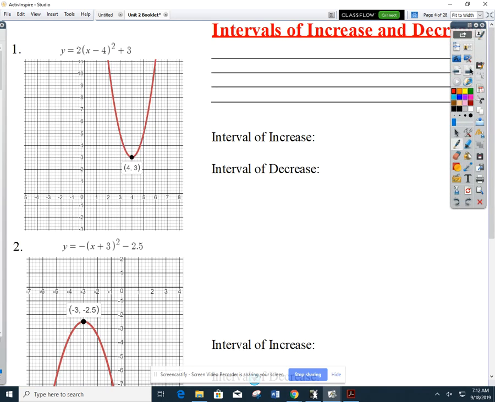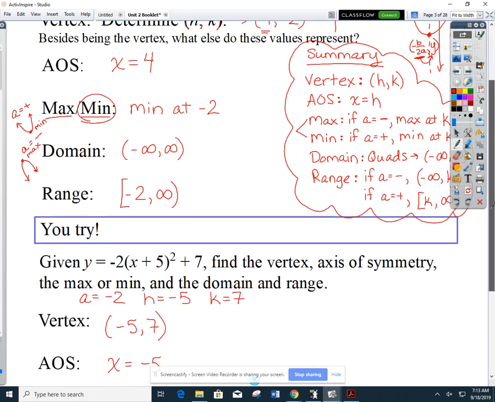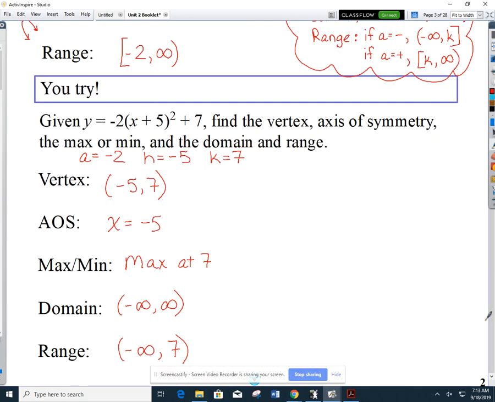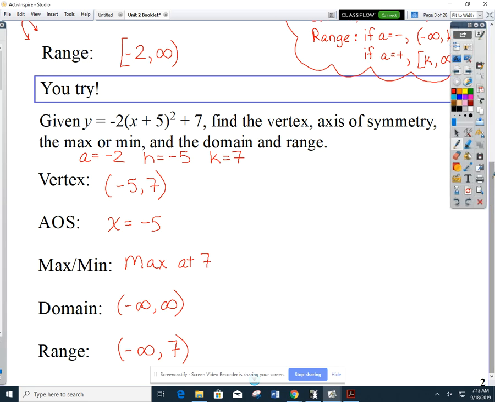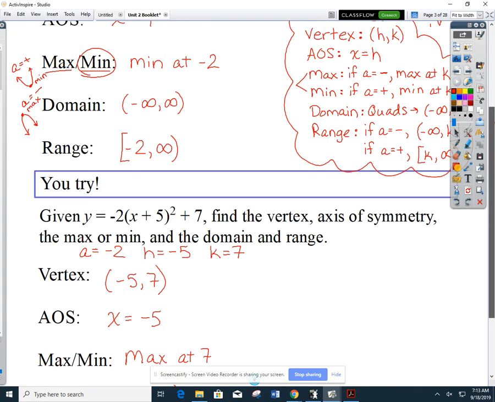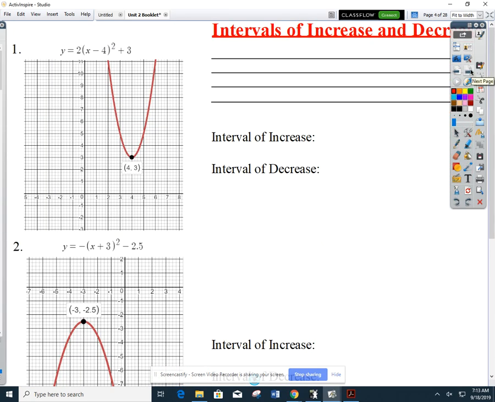Okay, intervals of increase and decrease are the last page that we need to go over. If you had any questions on the page before, you are welcome to raise your hand and ask questions. And if Mr. Cook needs to come get me next door and bring me over there, that's fine too. So let me know. Intervals of increase and decrease.